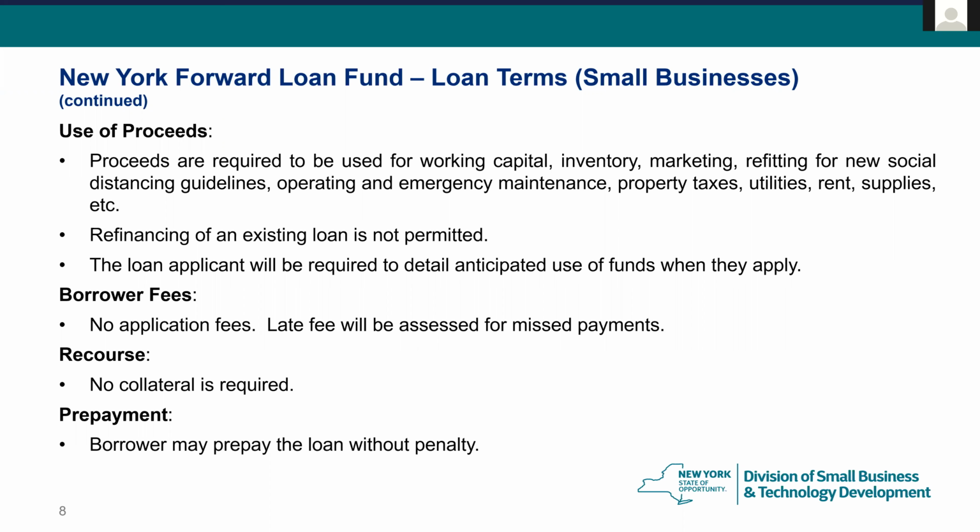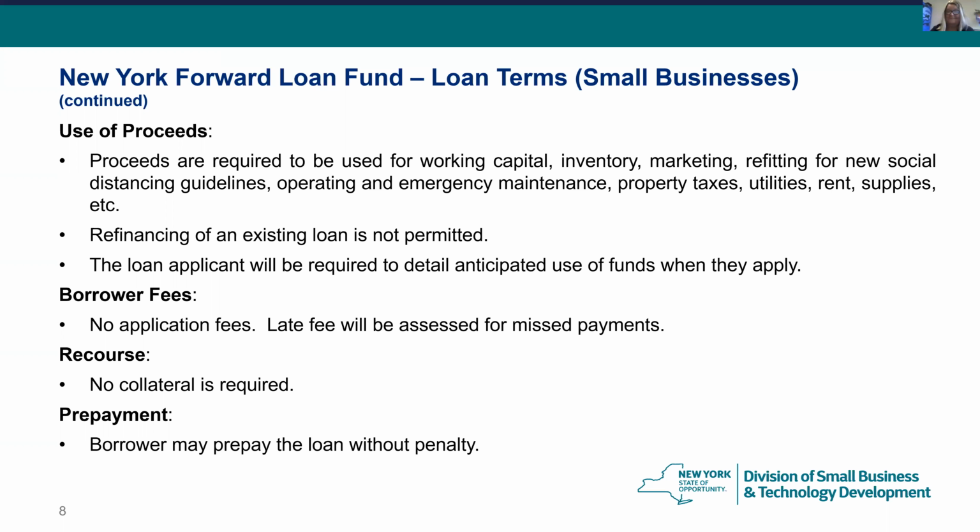The one thing that you can't use the money for is to refinance existing debt. So you cannot refinance an existing loan with money from the New York Forward Loan Fund. That's one important distinction as to what you can do with the money. Aside from that, it's very broad and very open. The loan applicant is going to be required to detail their anticipated use of funds when they apply. So as part of the application process with the actual lender, they're going to ask you what you want to use the money for.